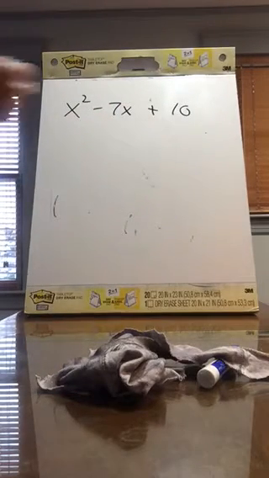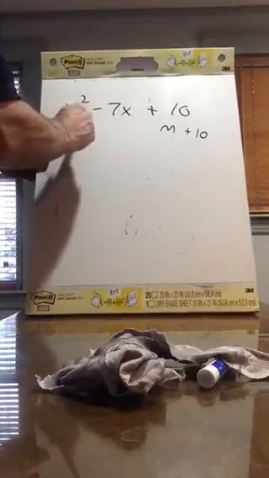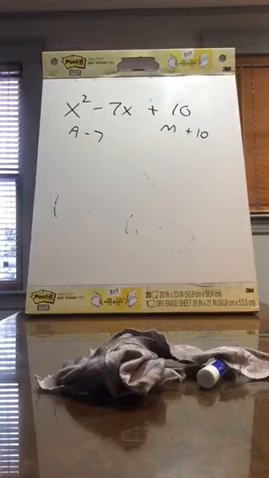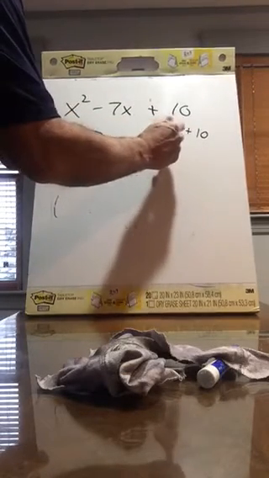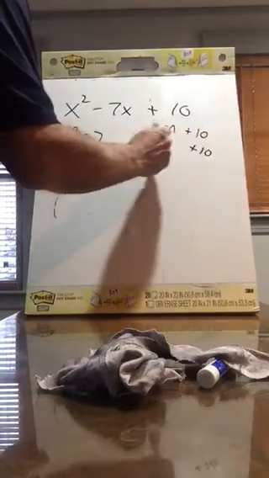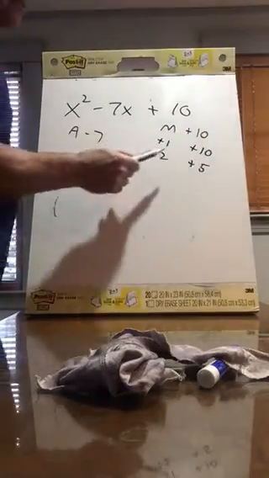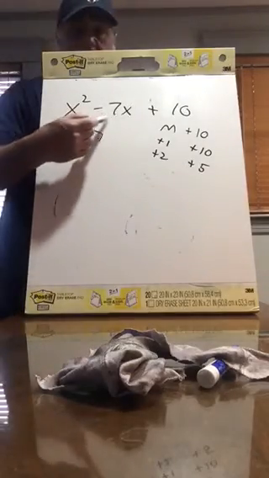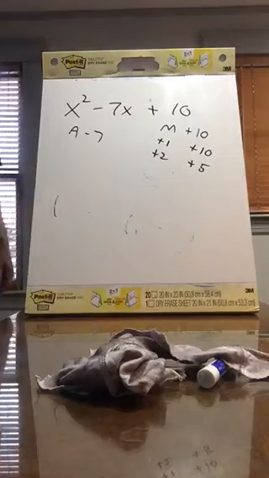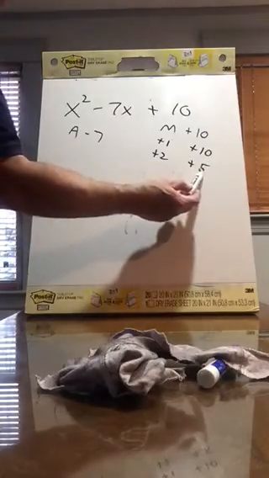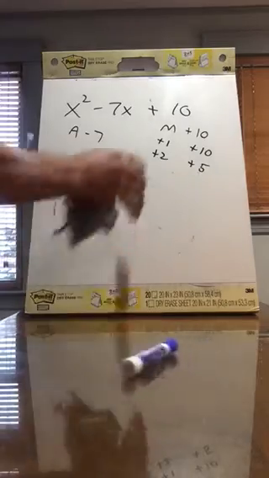Okay, same rules. Going to multiply to positive 10. But it's going to add to negative 7. Now, let's think this through. We think about multiplying to positive 10. Positive 1, positive 10. Positive 2, positive 5. It's correct. Those multiply to positive 10. But do they add to negative 7? Now, how can two positive numbers add up to a negative? Positive 2 and positive 5 add up to positive 7, not negative 7. So this is not the right combination.